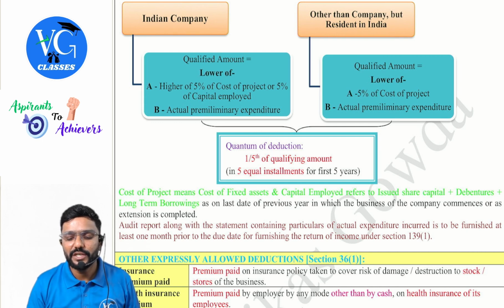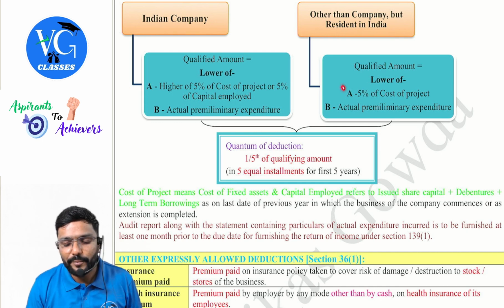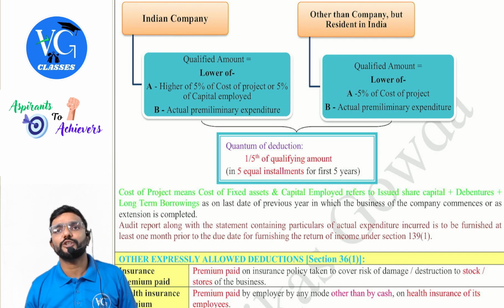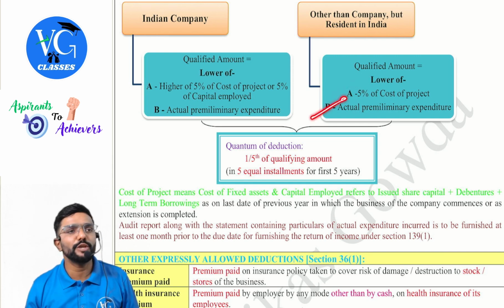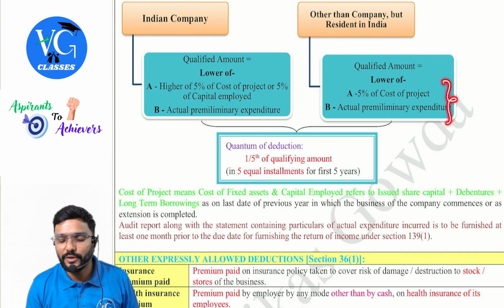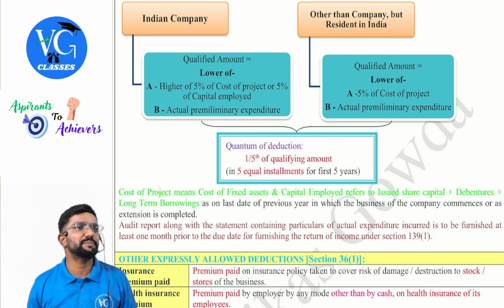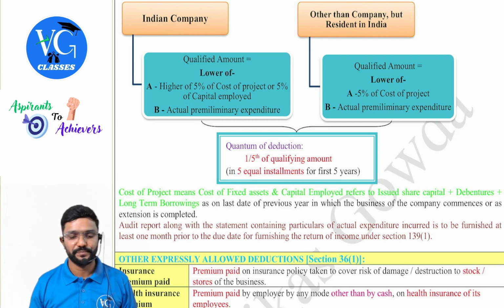How much deduction, sir? Take the lower of A or B. What is A? What is B, sir? A is 5% of cost of project. B is actual preliminary expenses. Compare both, take whichever is lower. And it is allowed in 5 equal installments from the year in which business is commenced or from the year in which extension takes place.